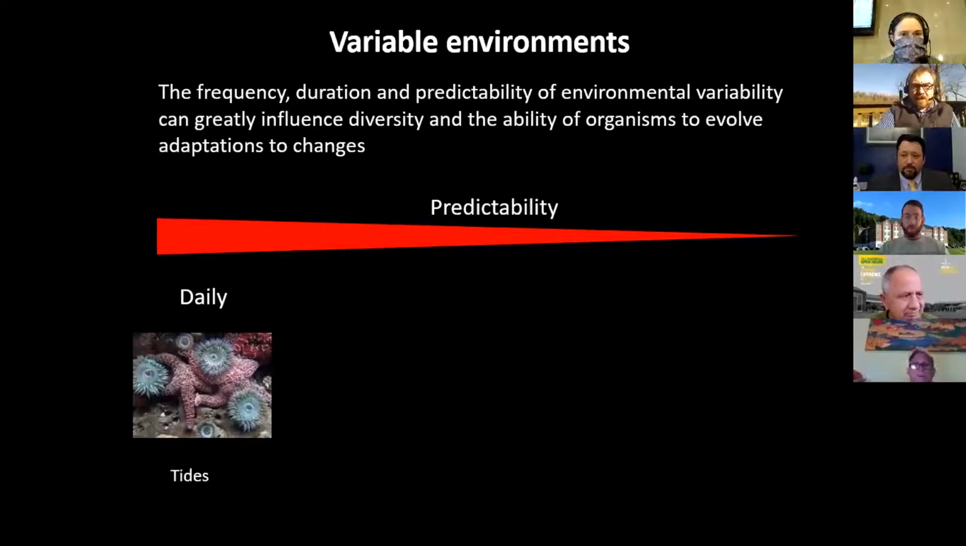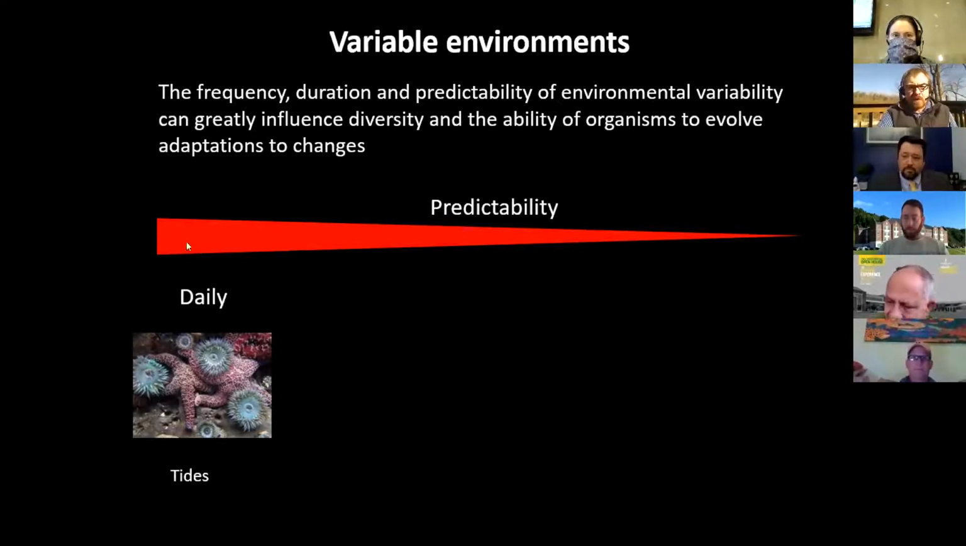So first off, when we're talking about variable environments, it's really important to understand how predictable or how long in duration some disturbances might be. There's a lot of variability in the environment, and this variability in terms of disturbances can greatly influence the types of species we find in ecosystems, but also how able the organisms that live in those ecosystems are to evolve or adapt to those changes.